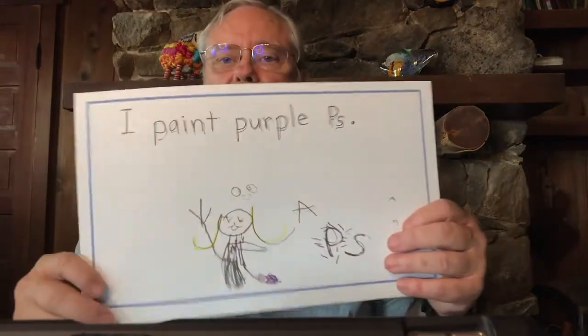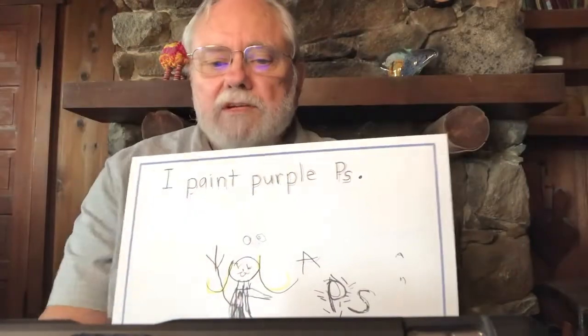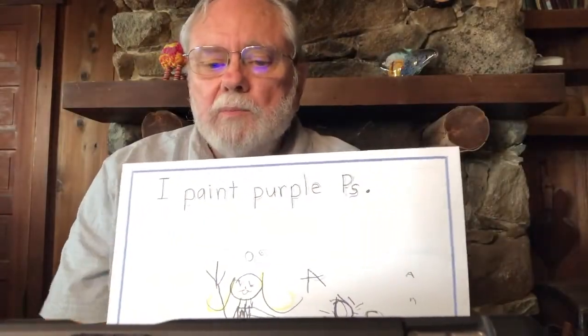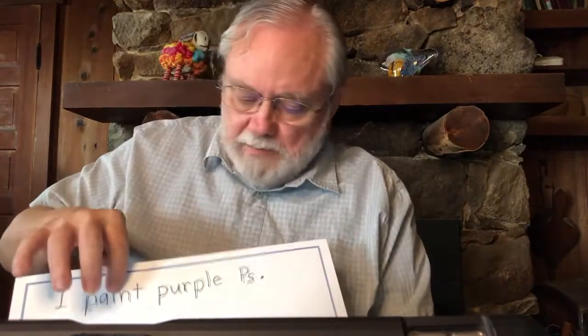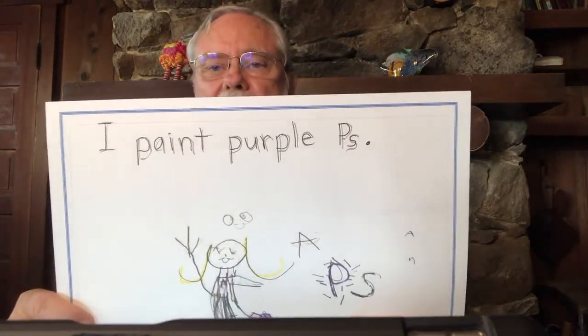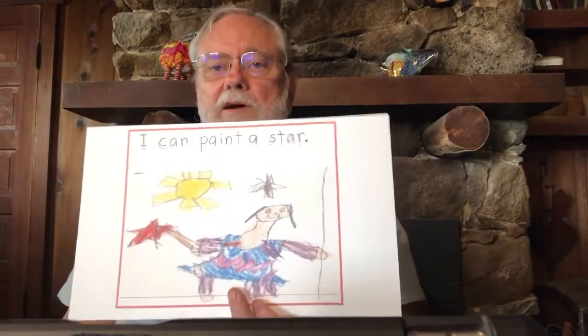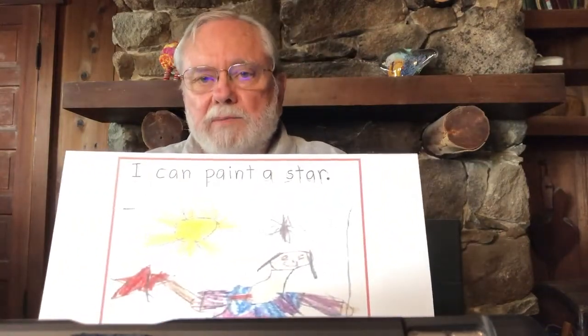This child has drawn a picture. And when I ask her what her picture says, she tells me that her picture says, I paint purple peas. And so that's something that she does that is similar to Polly Panda. And this child has drawn a picture, and she's like Polly because she likes to paint. So she says, I can paint a star. And I write that on her paper.